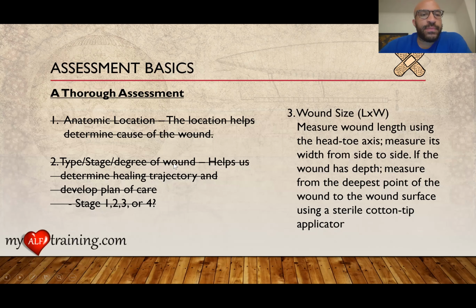So we've gone through the anatomic location. We've gone through our different types of wounds. So we've talked about arterial versus venous. We've talked about stage 1, 2, 3, and 4.